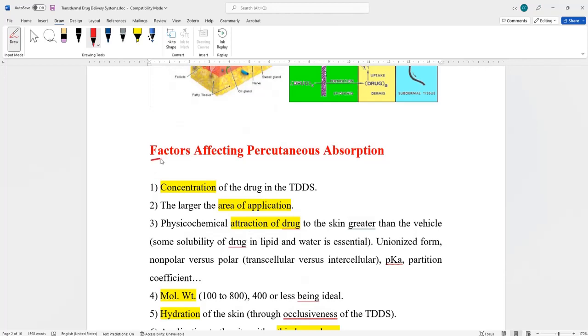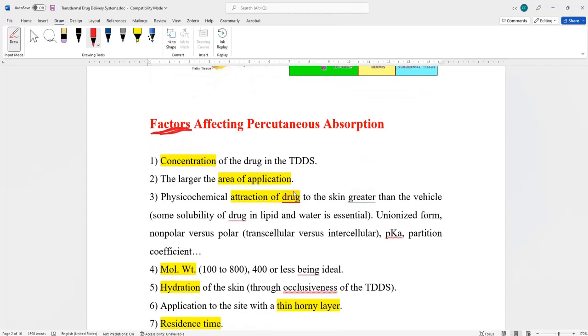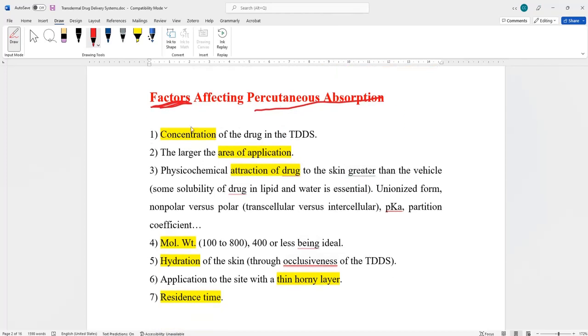So what factors, we already talked about physiological factors. What other factors can also affect percutaneous absorption? Please pay attention. The transdermal drug delivery, or the absorption of the drug through the skin, is also referred to as percutaneous absorption. So what can affect that? First, the concentration.